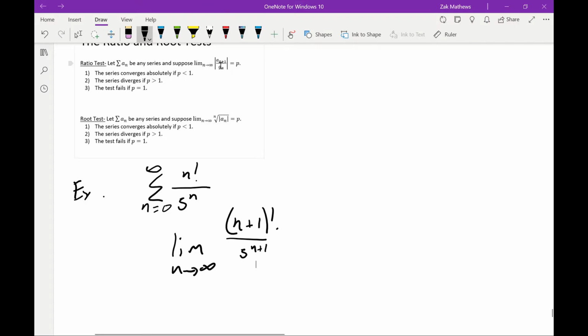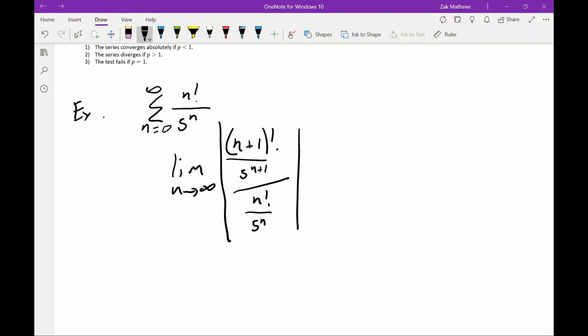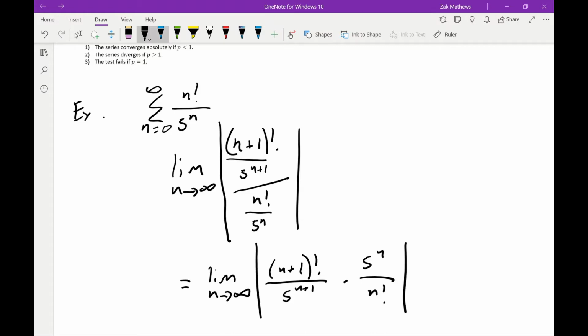We have to take the n plus 1 case first, and from there I'm going to divide it by the a_n, which is just the n factorial over 5 to the n. And notice I have that in absolute values. Now, we have a fraction and a fraction, so I'm going to multiply by the reciprocal just to make it look a little prettier. We'll have n plus 1 factorial over 5 to the n plus 1 times 5 to the n over n factorial, all inside the absolute values.